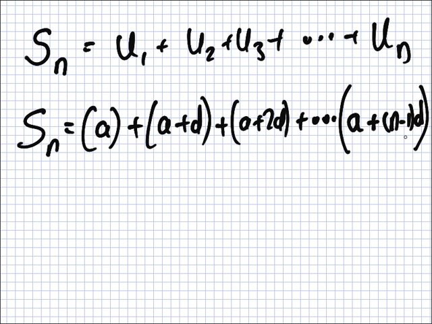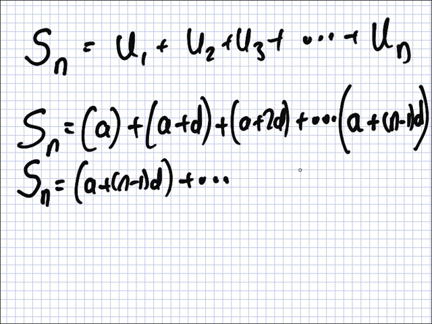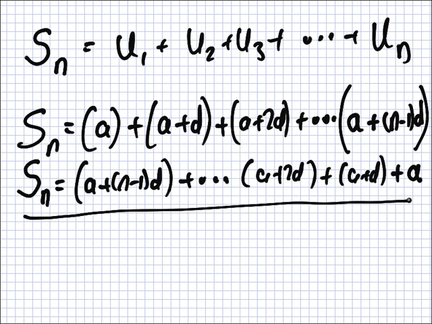Oh, I don't want the final answer. I want the step. So the trick here is you write the sum out again, but in reverse order. So you start off with a plus n minus 1d, and then you have the next one, the next one, the next one, and then you finish all the way down with a plus 2d plus a plus d, and the last one here is a. And then you add them together. Now something interesting happens here. So Sn and Sn is 2Sn.